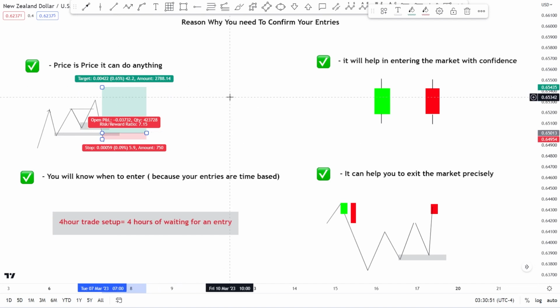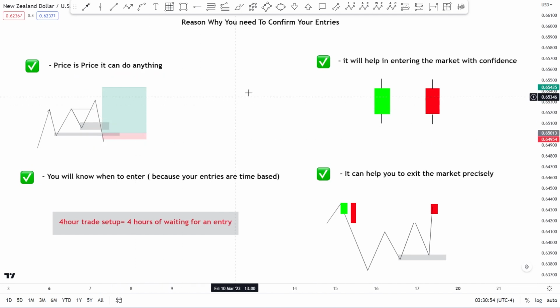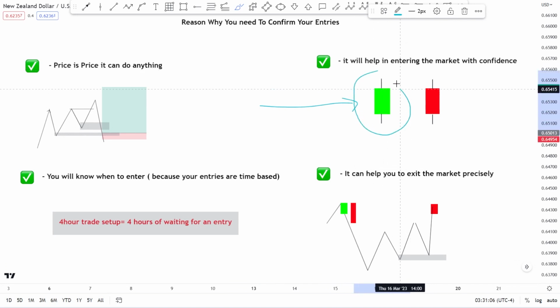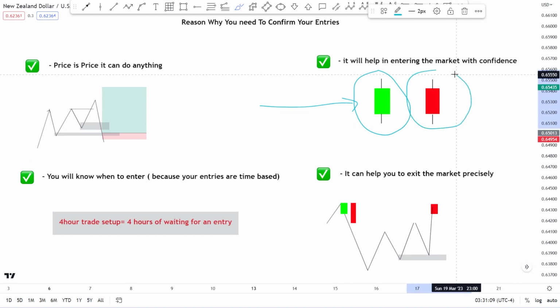And then another thing is that by confirming your entries, you will have confidence that the market might potentially move in the direction that you have expected. So if you don't know how to read candlesticks, there are a lot of videos online that will teach you how to read candlesticks, if you are using candlesticks as your confirmation, or maybe you are using support and resistance as your confirmation. But in my case, I use candlesticks as a confirmation candle.